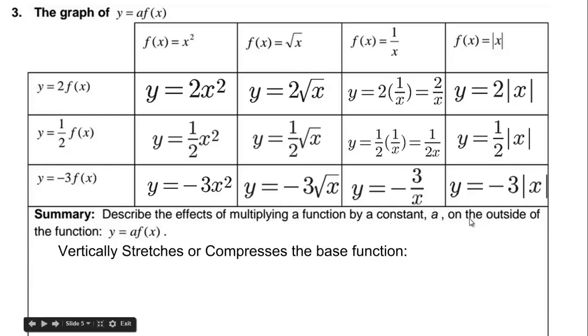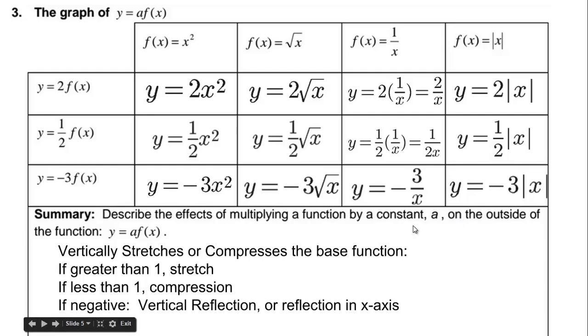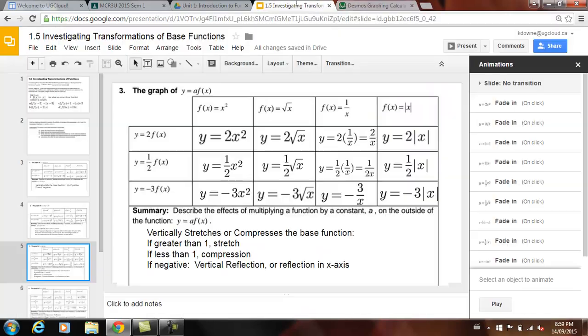And so in summary, what happens is we get a vertical stretch or compression. Stretch would make it bigger, compression makes it smaller. If it's greater than 1, you get a stretch. If it's less than 1, you get compression. And if it's negative, it's a vertical reflection, so it opens down. We also call this a reflection on the x-axis, and that's because, like you saw, this is the x-axis. It's vertically reflecting down.